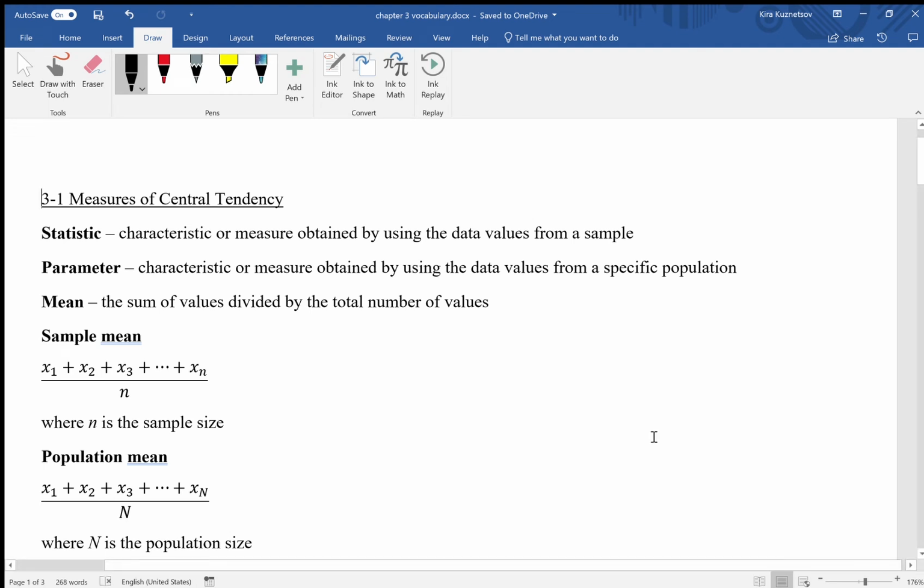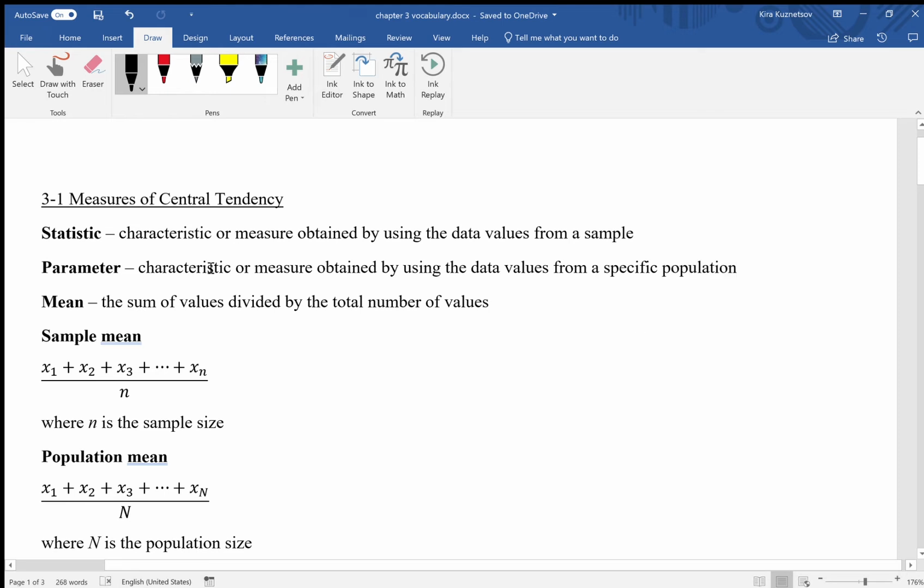This is a lecture on 3-1, measures of central tendency, and we will start with the definitions. There's two definitions that I'd like you to keep in track: statistics and parameters. A statistic is a characteristic or measurement obtained by using the data values from a sample, and the parameter is the same thing except it is a population.